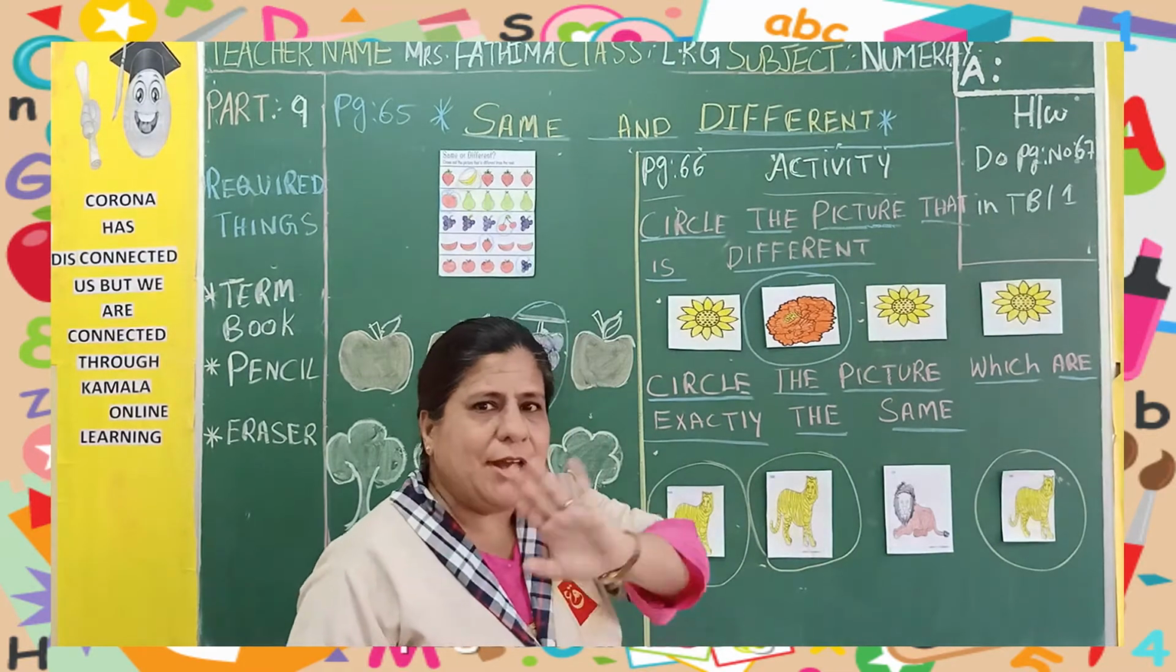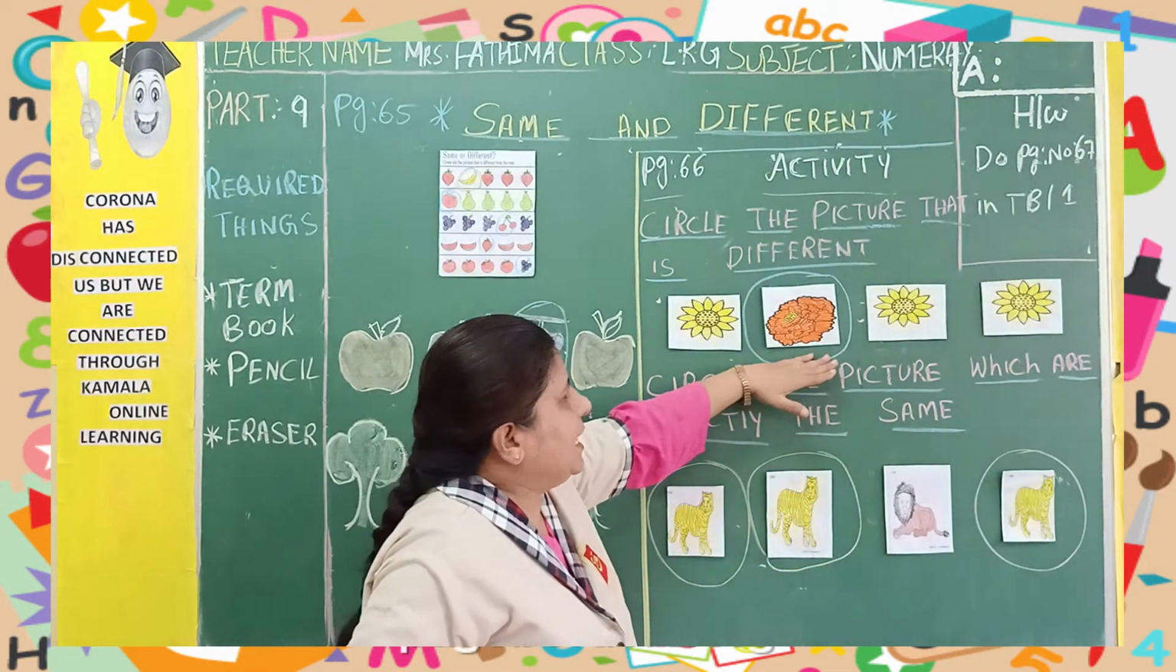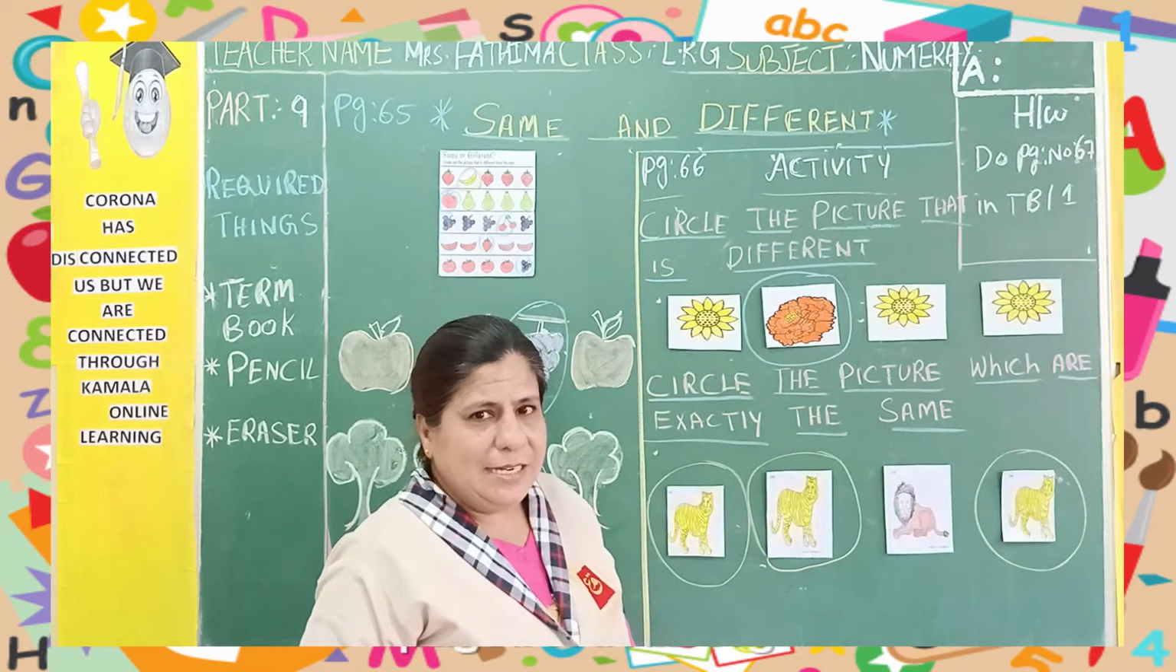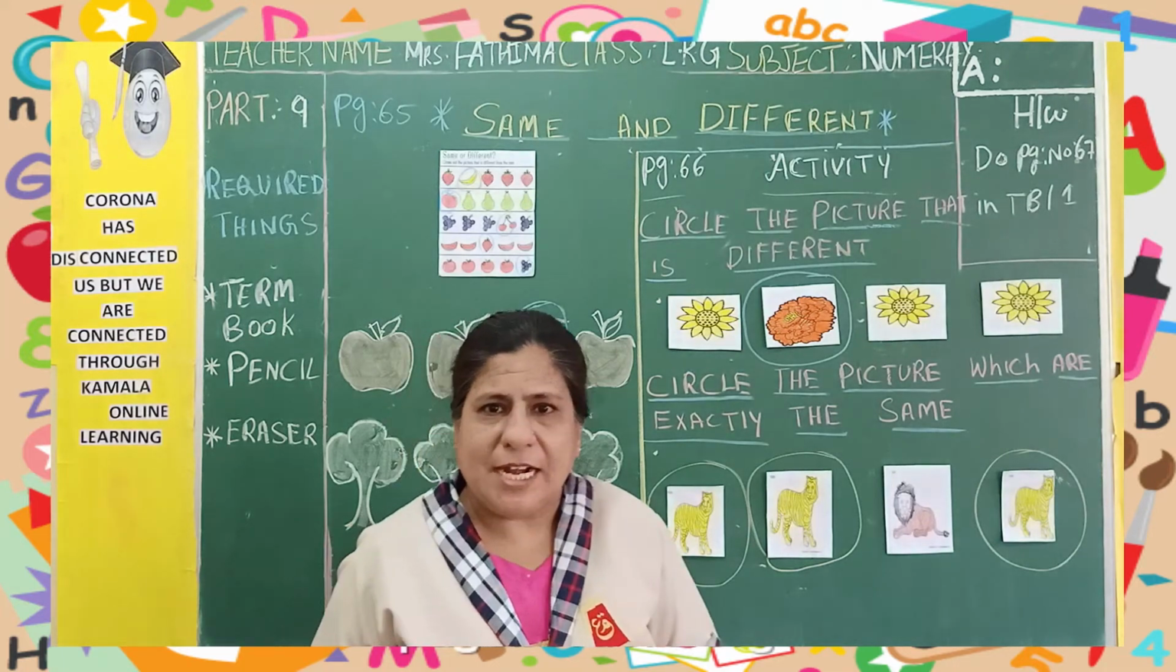Okay, which is the different we are not circling. Here we are circling which is the different. Okay children? Understood? I hope you all understood.